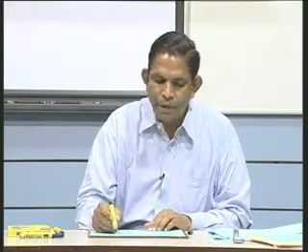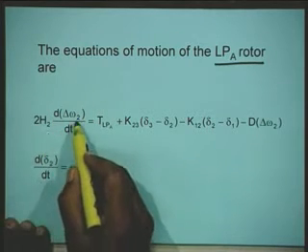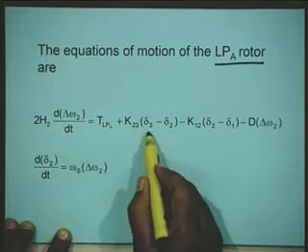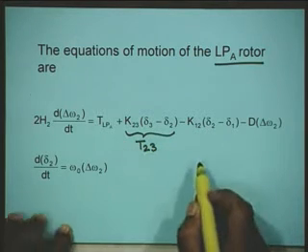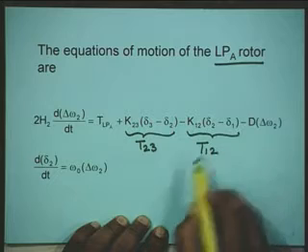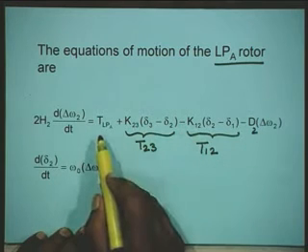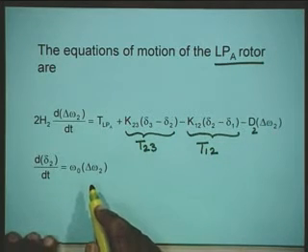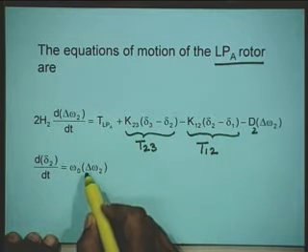Therefore, the equation of motion for the LPA rotor, that is the steam turbine rotor, can be written as 2 times H2 d by dt of delta omega 2 equal to TLPA, the torque developed in the steam turbine section, plus K23 into delta 3 minus delta 2, that is T23, minus K12 into delta 2 minus delta 1, that is T12, minus d2 into delta omega 2. This is the damping torque. Therefore, the net accelerating torque is TLPA plus T23 minus T12 minus d2 delta omega 2. The second differential equation for this LPA rotor is d by dt of delta 2 equal to omega naught into delta omega 2.